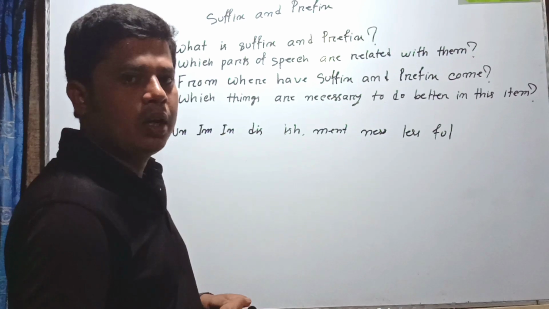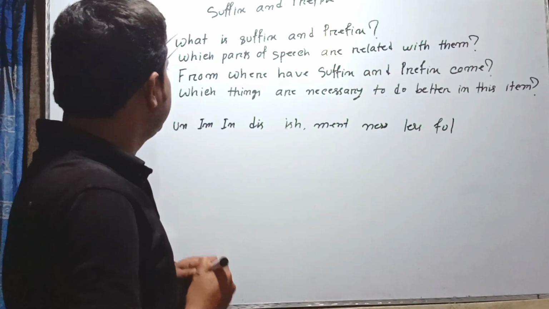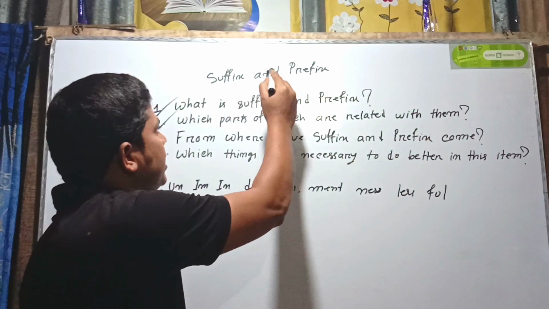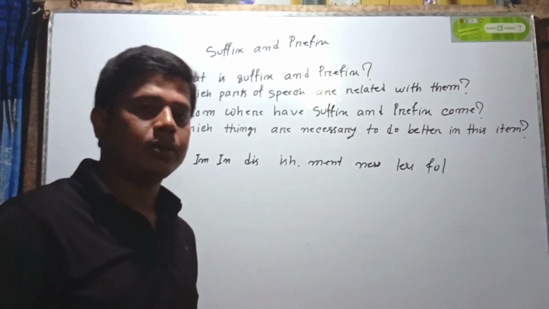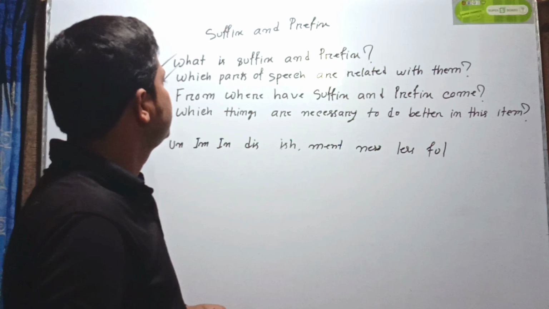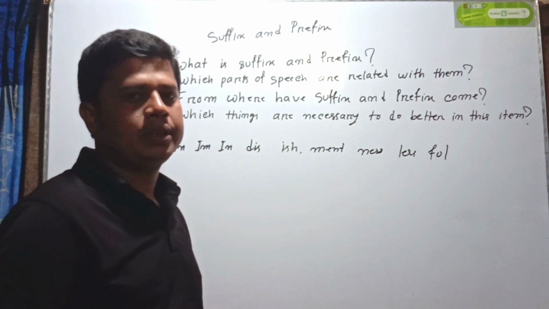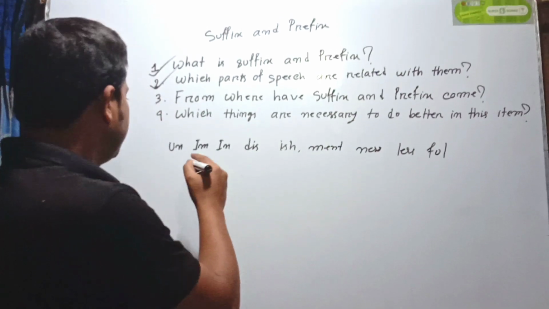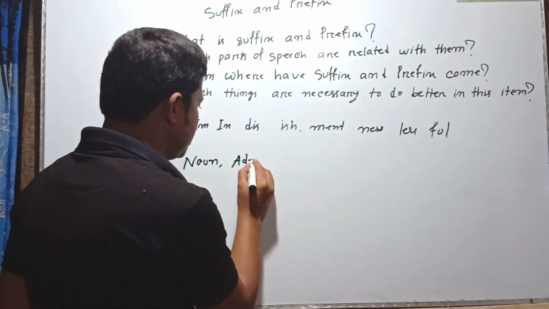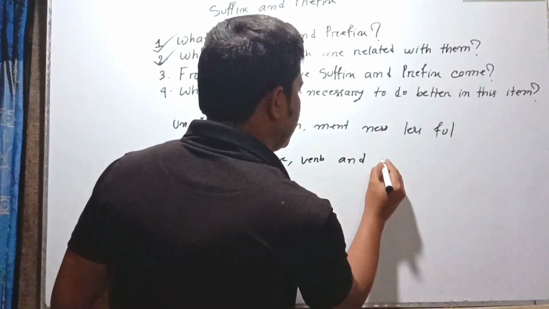Okay, now I will discuss question number 2. It is which parts of speech are related with them. With them means with suffix and prefix. Dear students, which parts of speech? We know parts of speech are of 8 kinds. Among them, suffix and prefix are related with only 4 kinds. They are, I am writing on the board, noun, adjective, verb, and adverb.